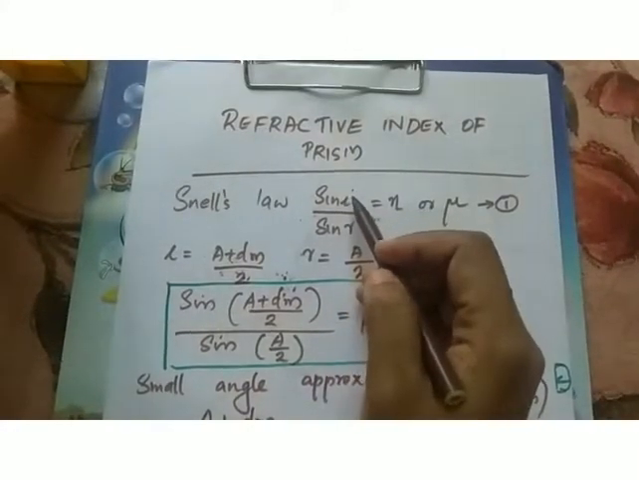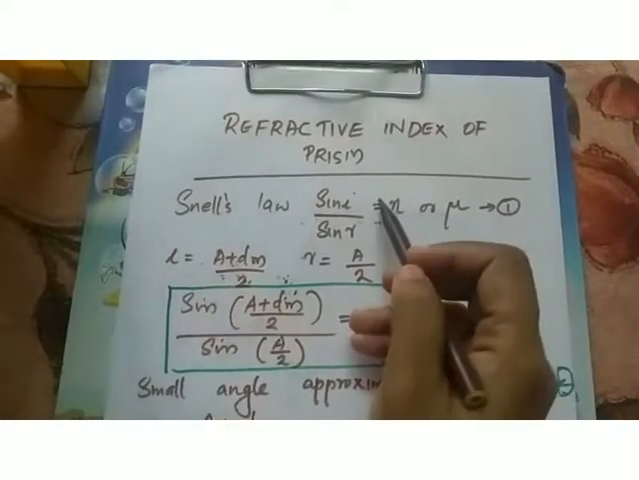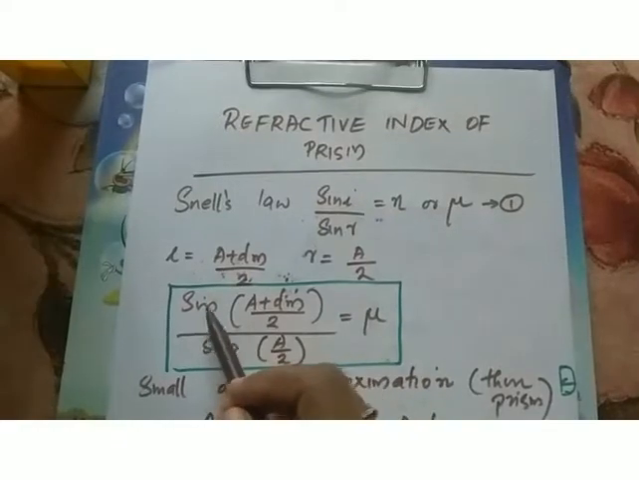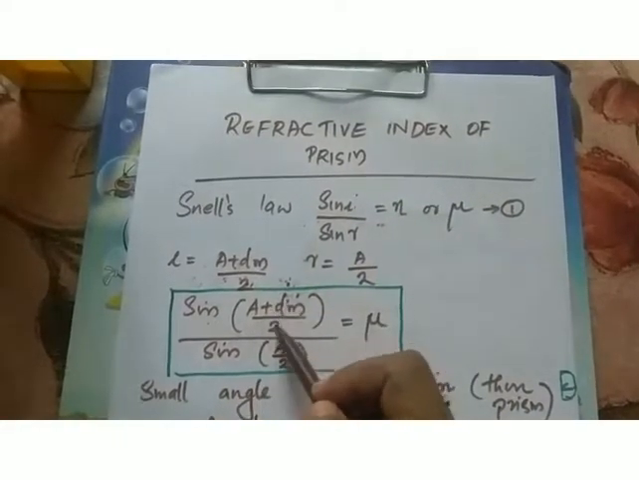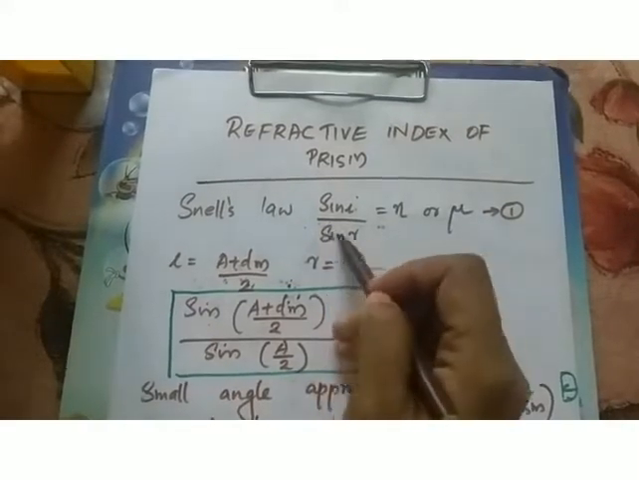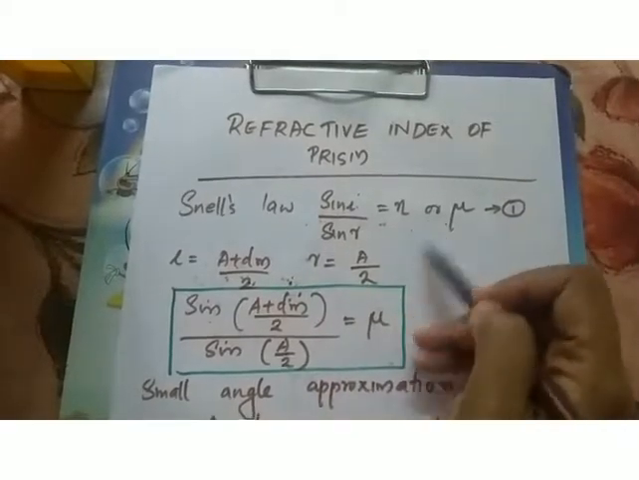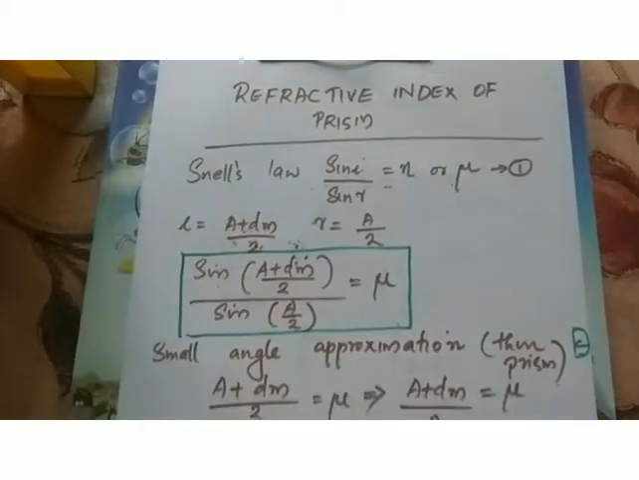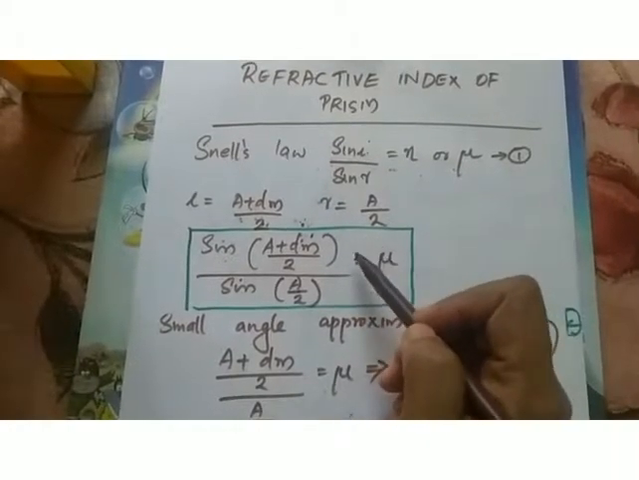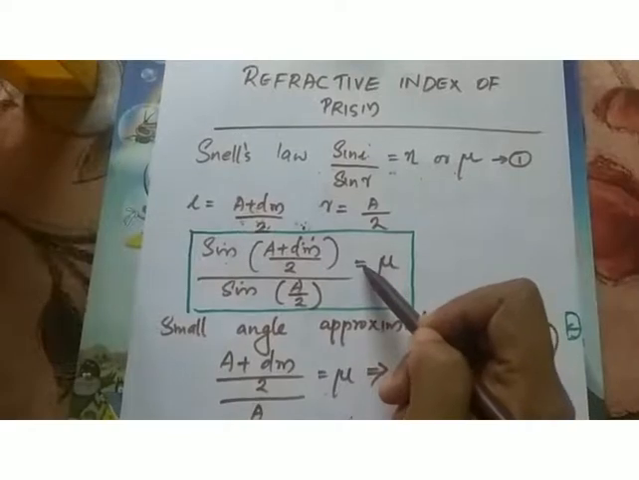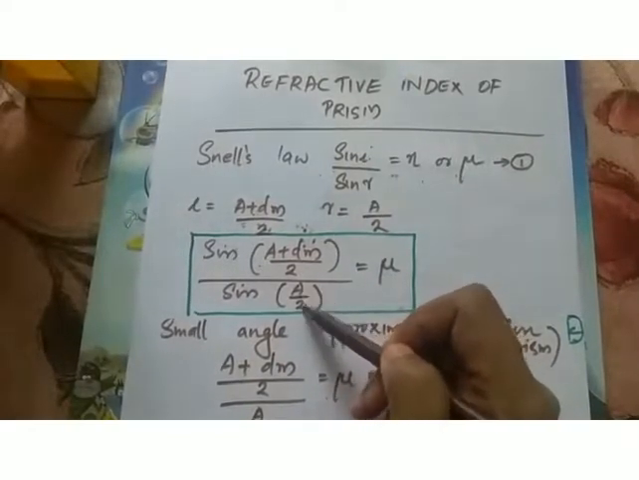Just substitute the expressions for I and R here. Whenever you substitute I and R in equation 1, you will get sin of I, which is A plus dm by 2, so sin of A plus dm by 2, by sin of R, R is A by 2, sin of A by 2, is equal to N or mu. I am using mu here. So this is the expression to find out the refractive index of a prism. Mu is equal to sin of A plus dm by 2 divided by sin of A by 2.